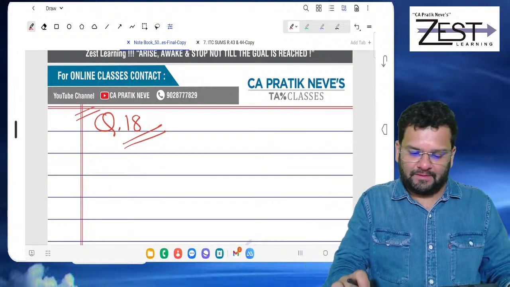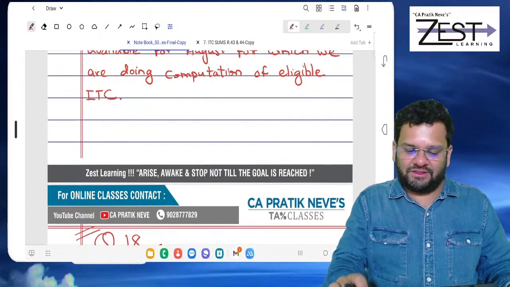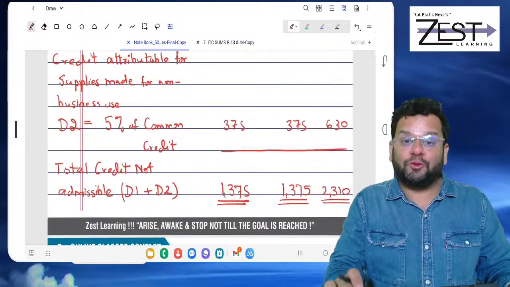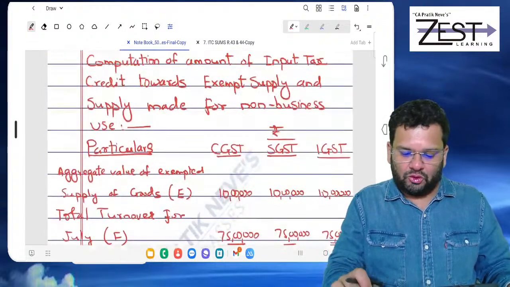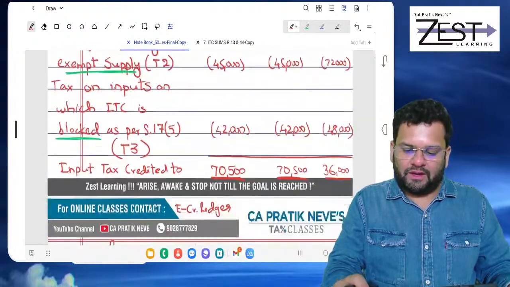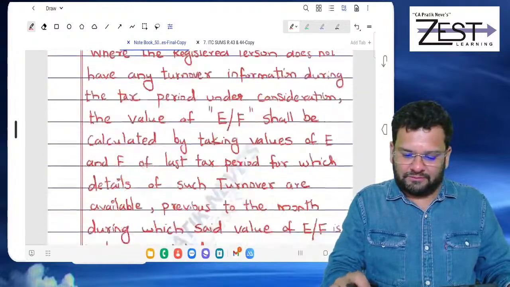Clear? Yes, so I just always want to know what my students are thinking. So I keep on asking you such questions. Don't mind it. Okay, let's go ahead, guys.